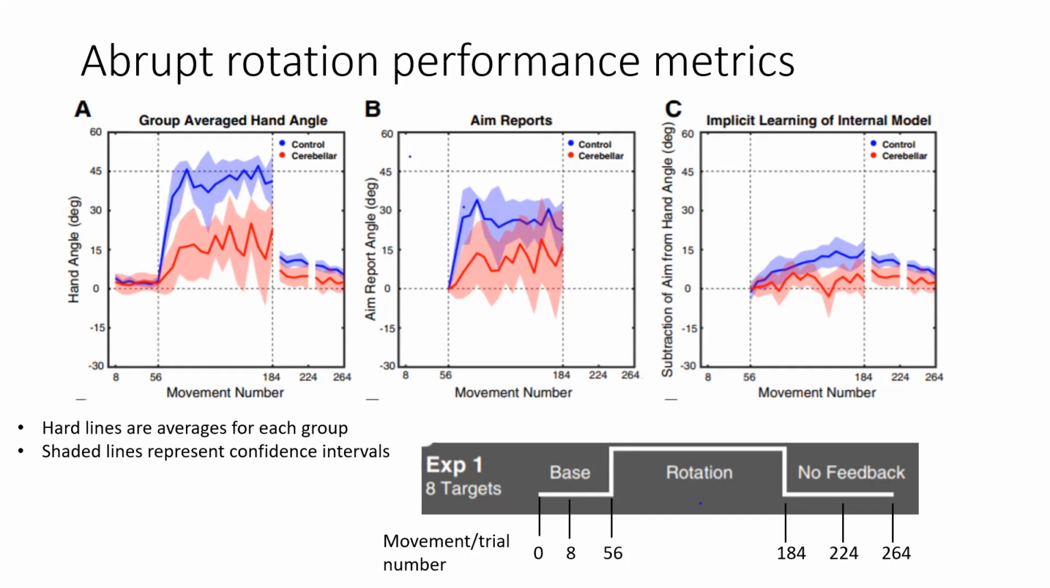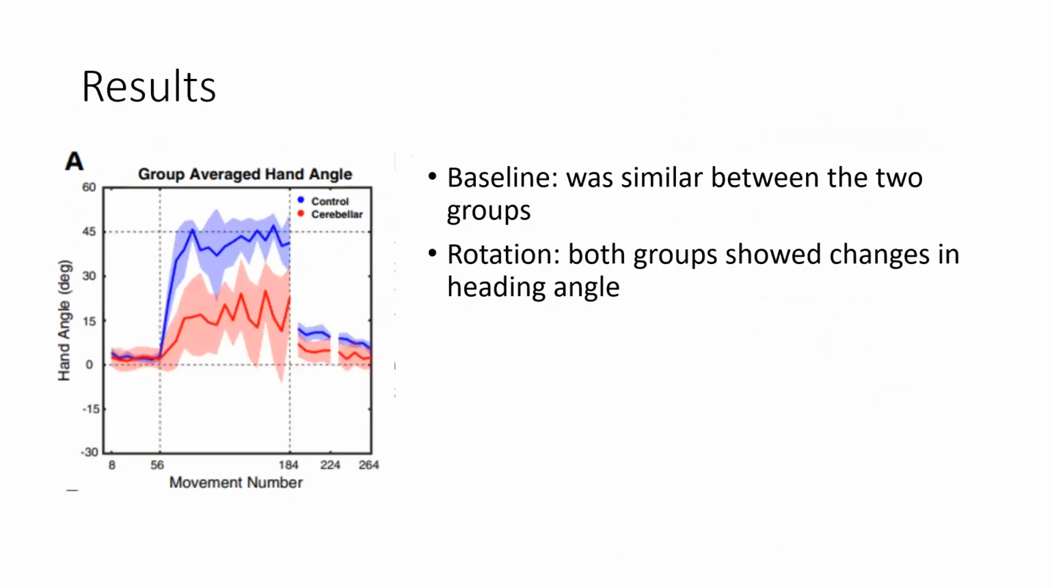We see the y-axis, and for graph A, we see the y-axis is a measure of hand heading angle, and what this graph is demonstrating in general is the change in physical behavior in response to the rotation block, and then a return to baseline behavior during the washout blocks.